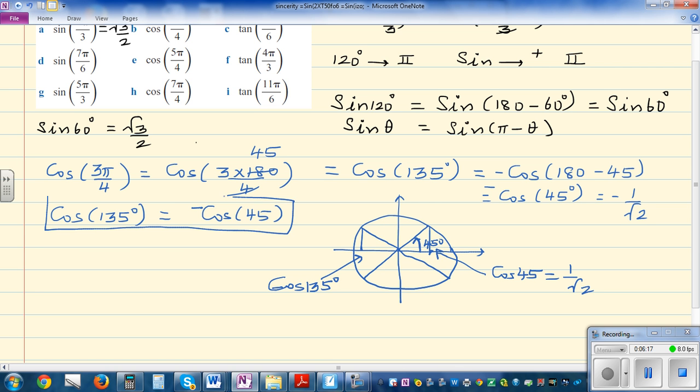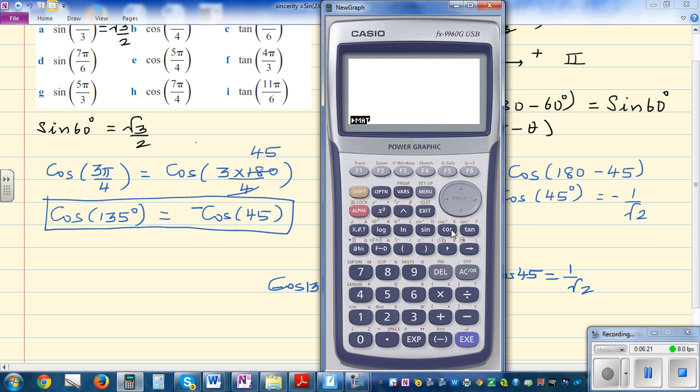So let's check that on a calculator. Let's go cos 135. This is minus 1 over root 2. And if you go minus cos of 45, that will also give you that same number.